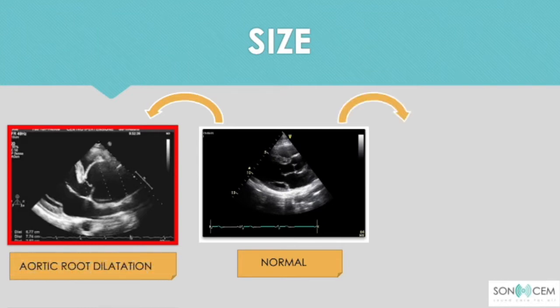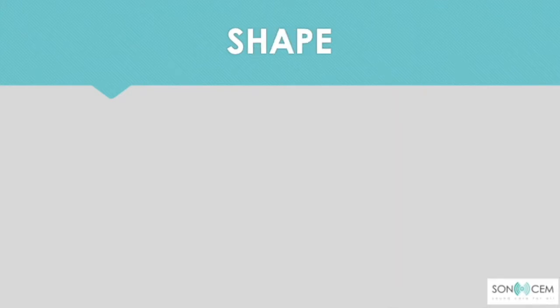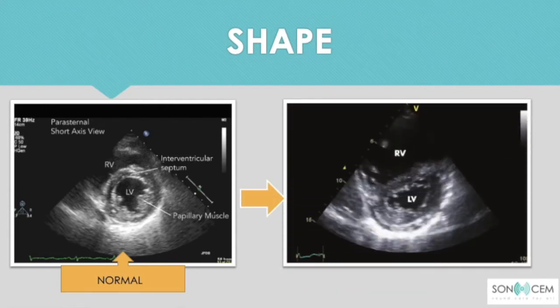Okay, move to the right side of the screen. What you can see here? Left atrium dilatation. Left atrium bigger than the aorta and RV. Okay, we move to the shape. The left screen is normal shape. It's a round shape of LV. How about the right side? Familiar with this image? This is what we call D-shaped LV.